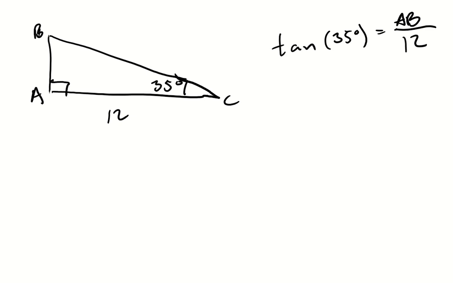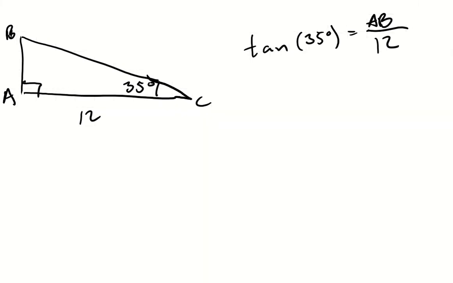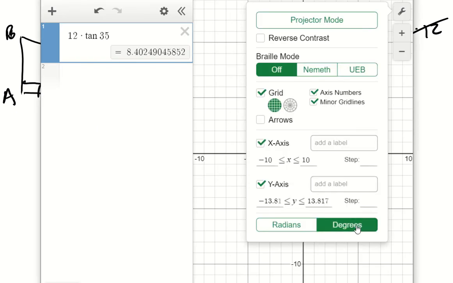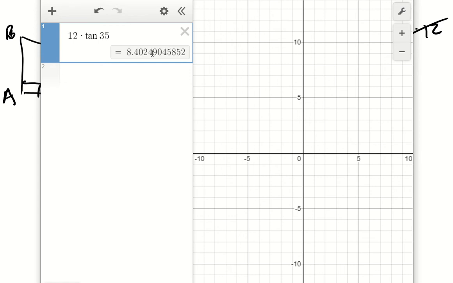So then to get AB by itself, I'm just going to multiply both sides by 12. Those cancel. So then 12 times tangent of 35, we can just plug that into a calculator. And we always want to make sure that we're in degrees. So this is in degrees, so this is 8.4.